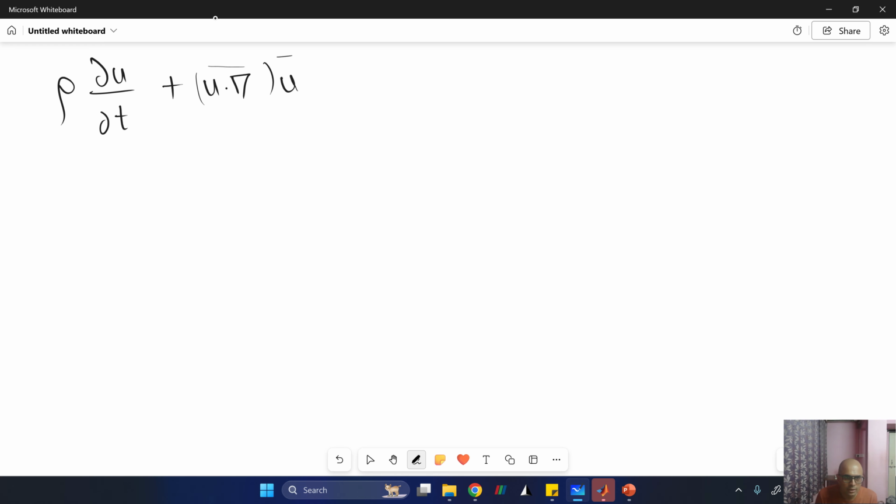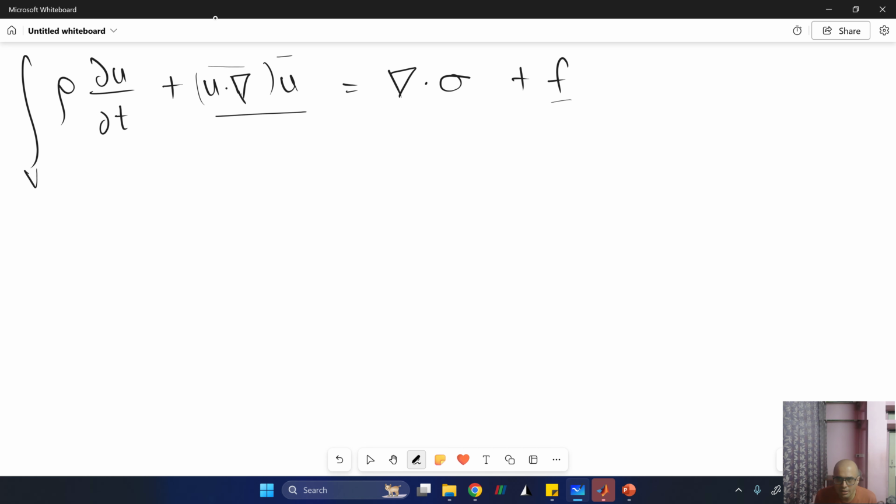So u is your velocity, and once you integrate these equations over the volume, you will get units which are basically momentum upon time, right? Or you could also get the units of force basically, but we write this as a momentum balance, not as a force balance. So this is your convective term, and then you have your divergence of stress, which is representing the effect of viscosity and pressure, and you have your body forces, which is F.